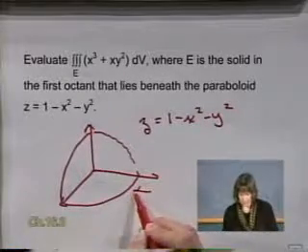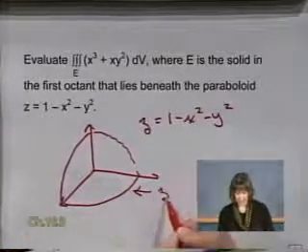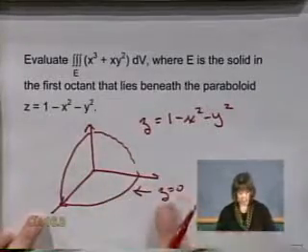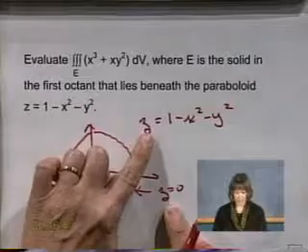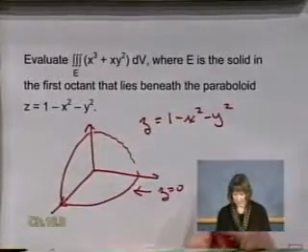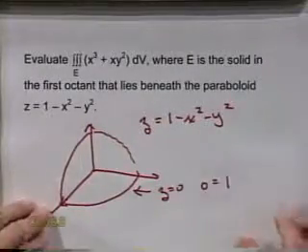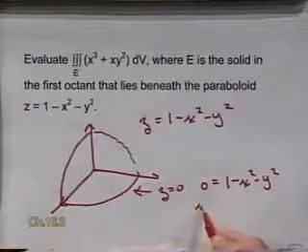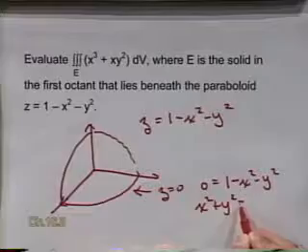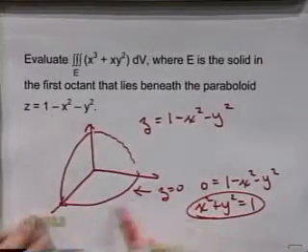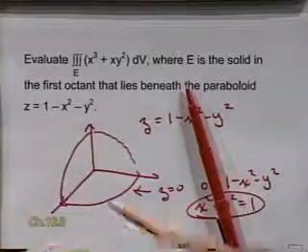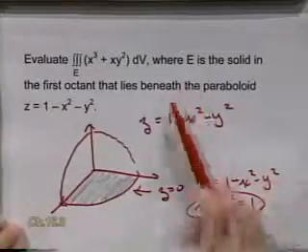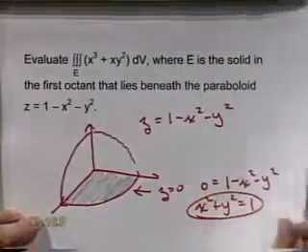Notice this equation right here has z equal to 0. If you're on the xy plane, you have your z coordinate equal to 0. If I plug 0 up here, I get 0 equals 1 minus x squared minus y squared, or x squared plus y squared equals 1. And so what is this section down here? That's a circle, isn't it? It's a circle of radius 1.